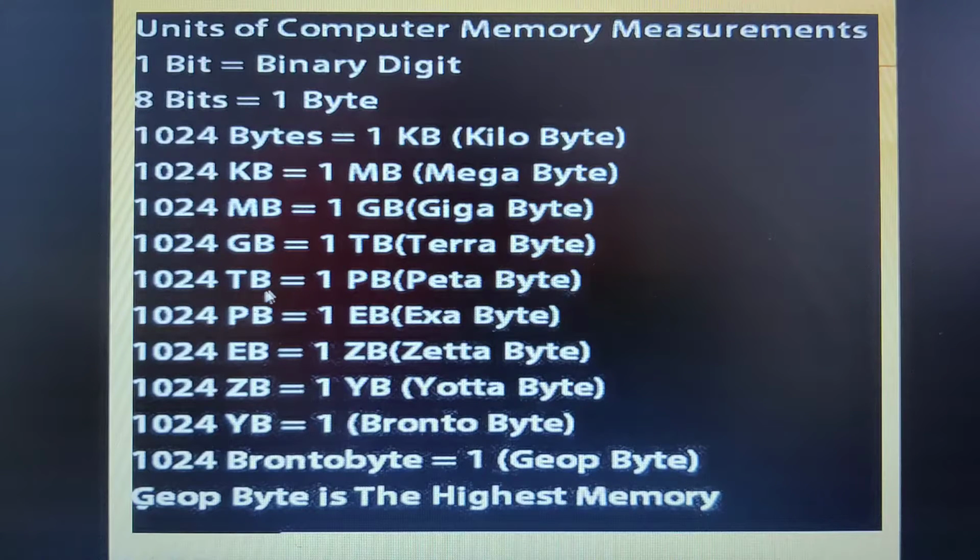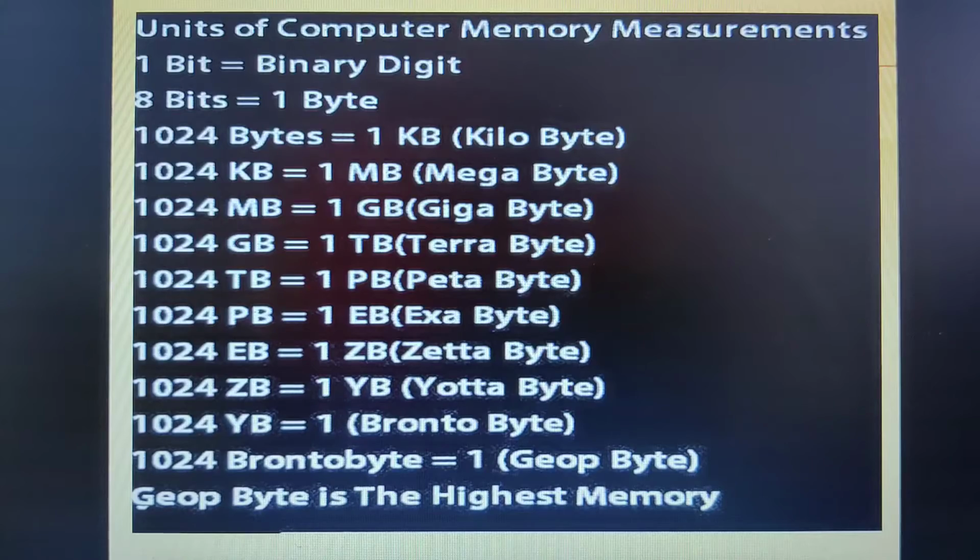1024 petabytes, that is 2 raised to 60 bytes, makes 1 exabyte. 1024 exabytes make 1 zettabyte. 1024 zettabytes make 1 yottabyte. 1024 yottabytes make 1 brontobyte. 1024 brontobytes make 1 geopbyte. So the geopbyte is the highest memory unit that is used to measure computer memory. I hope you are able to understand.